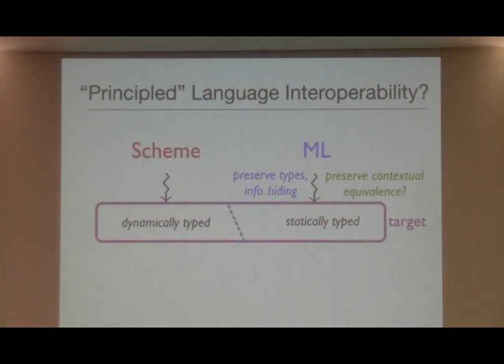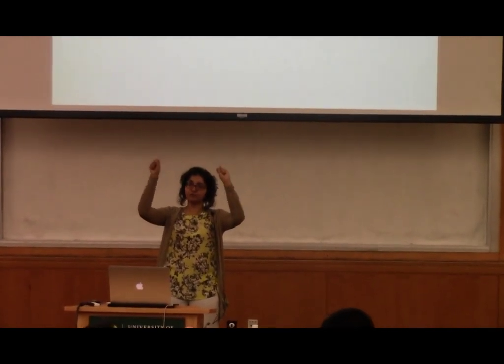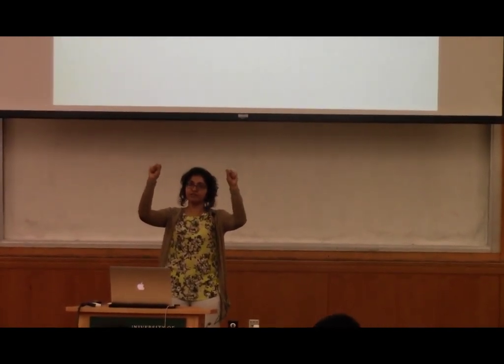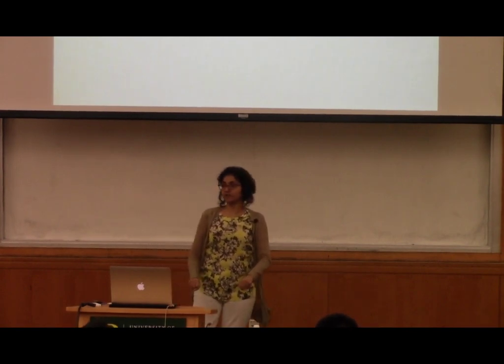Remember I showed you fully abstract compilation the first day? Preserving contextual equivalence means if I have two source components and they happen to be equivalent in ML, my two implementations of the same stack interface, I would like it to be the case that when I compile them down to the target, they are still equivalent in the target, which means that awful Scheme code that comes in from the side and links with my code can't tell them apart. Conceptually, what that means is that Scheme code should not be able to do things that I can't do in ML.